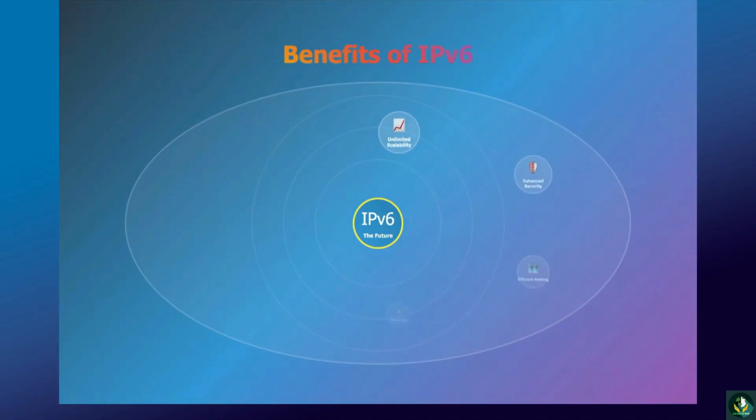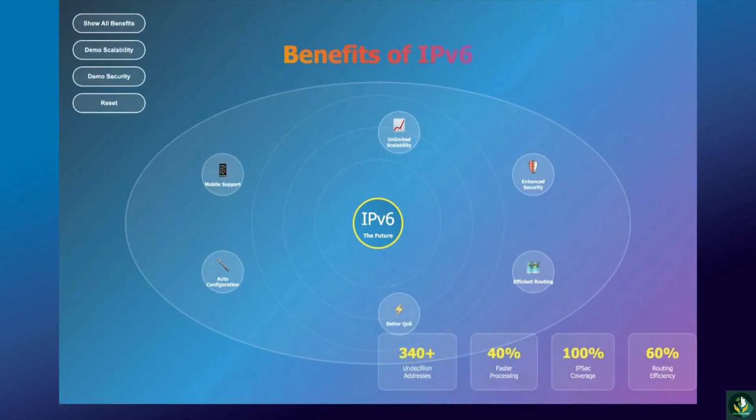Let's take a look at the benefits of IPv6. So here are the key benefits of IPv6, and the first benefit is its scalability. So the massive address space ensures no risk of address exhaustion. The next benefit is its efficient routing. Hierarchical addressing reduces the size of routing tables.